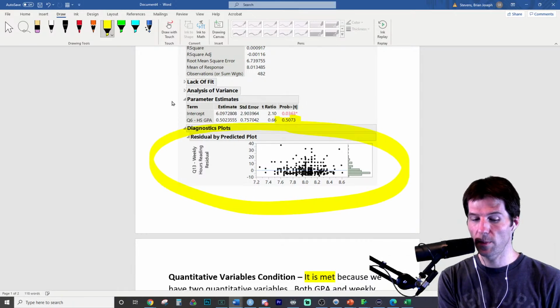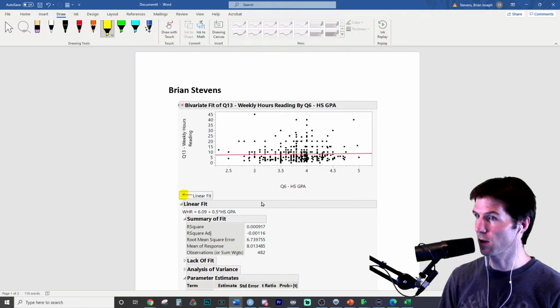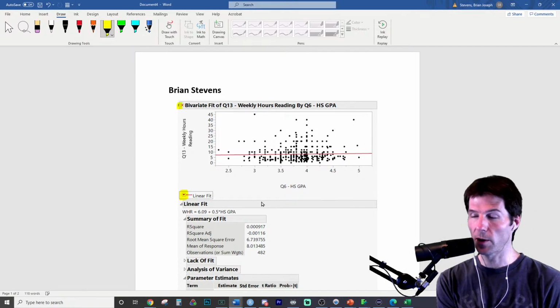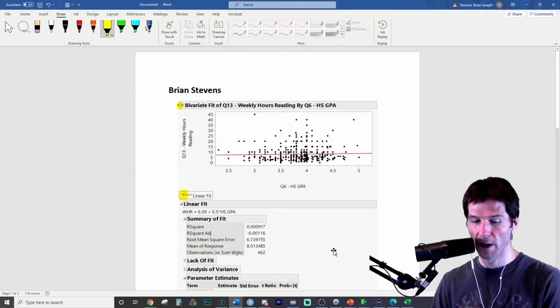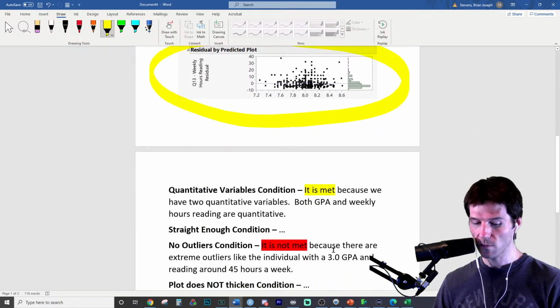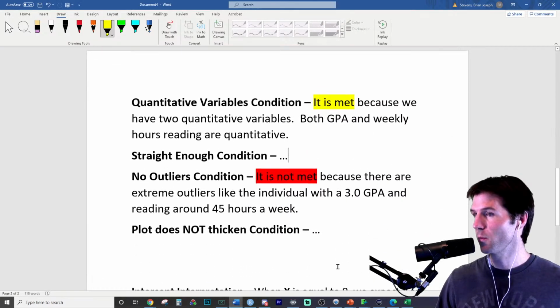This is added by going to the red arrow and clicking on the linear fit, and you will get the options. The linear plot is added by the red arrow up here, and make sure you check out the last video where we go over this and walk through these parts too. But with this, when we go down to our conditions, what are the conditions for regression?